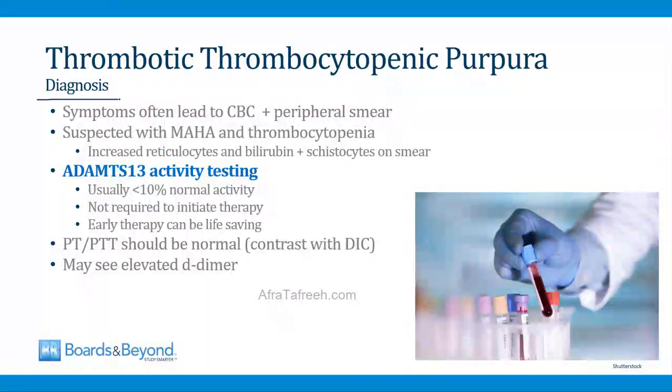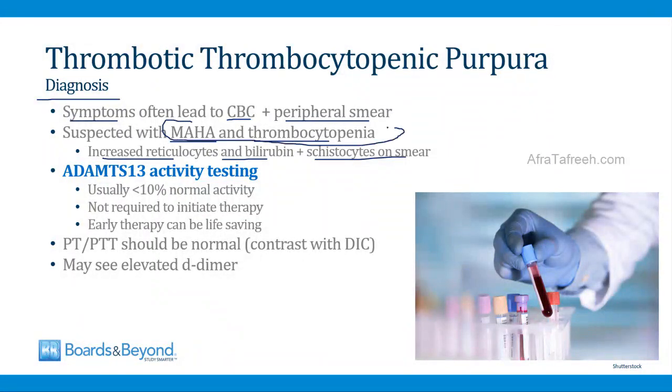The way the diagnosis of TTP is usually made is that the patient's symptoms lead to a CBC and a peripheral blood smear. And these tests show evidence of microangiopathic hemolytic anemia plus thrombocytopenia. So you will see things like increased reticulocytes and increased bilirubin and schistocytes on the blood smear. And so once you have MAHA and thrombocytopenia, that's when you start thinking about TTP. You can confirm the diagnosis by doing ADAMTS13 activity testing. Usually the activity level is less than 10% of normal activity.